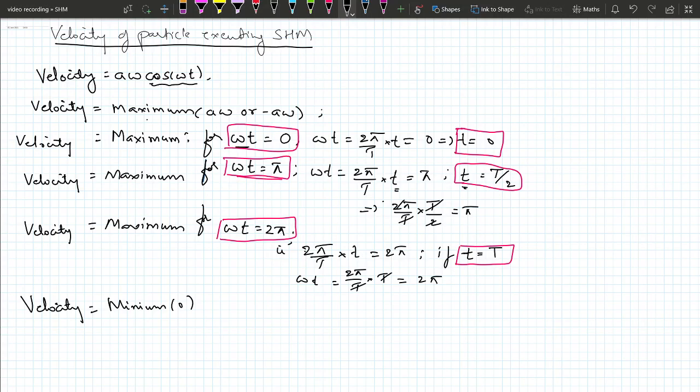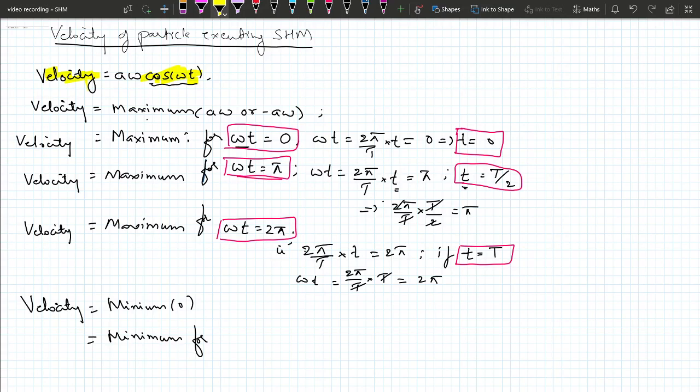Minimum means it is 0. So when it is minimum, that is the question. It is minimum for cos omega t to be 0. Cos omega t should be 0. Whenever cos omega t is 0, velocity will be minimum. Okay, so again I will tell you, whenever this cos omega t is 0, the velocity will also be 0.